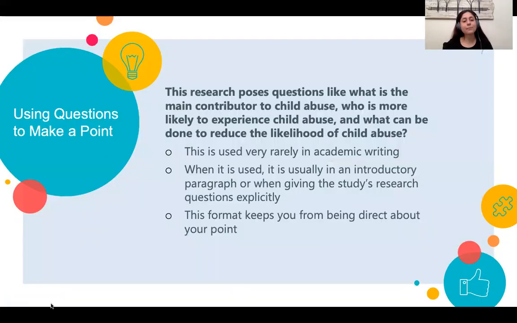Okay, another common thing that I see a lot is using questions to make a point. This usually happens when you don't really know how to say something or you don't know how to start a paragraph. And so you'll use a question like, what is the most common cause of depression? And then you'll go on to describe it. Just cut that part out and just go describe it.